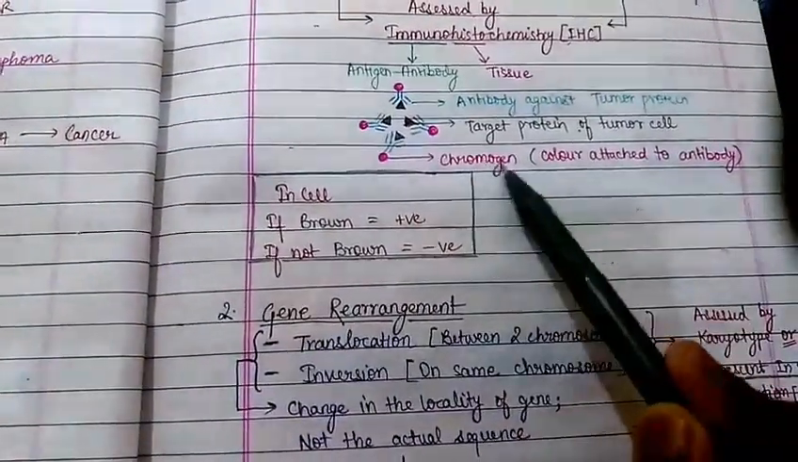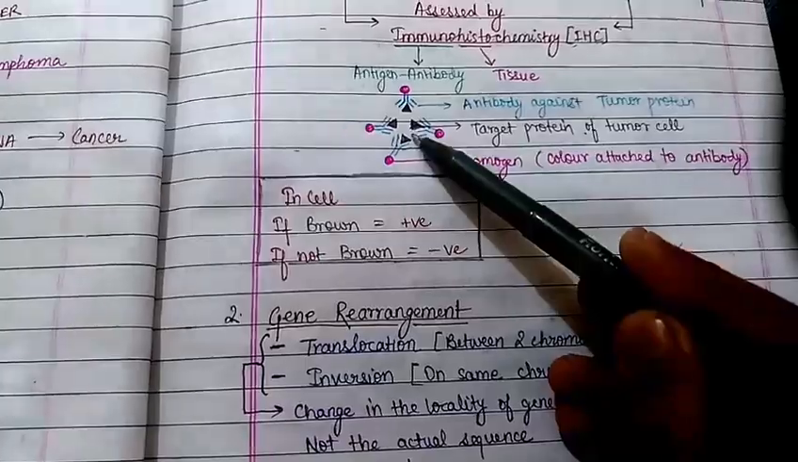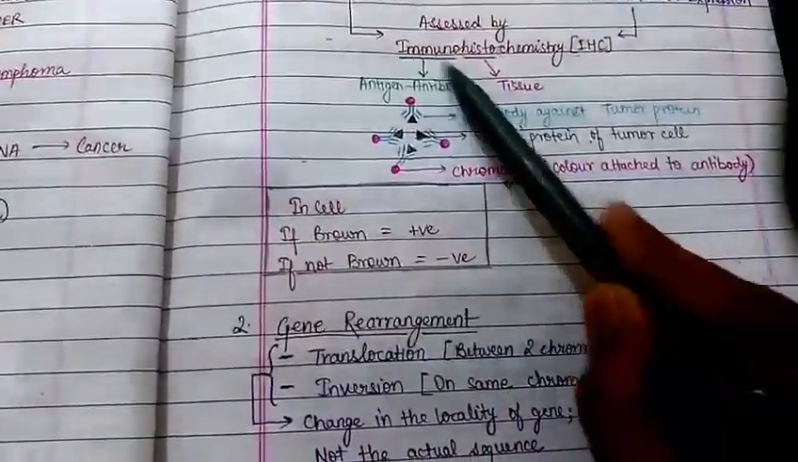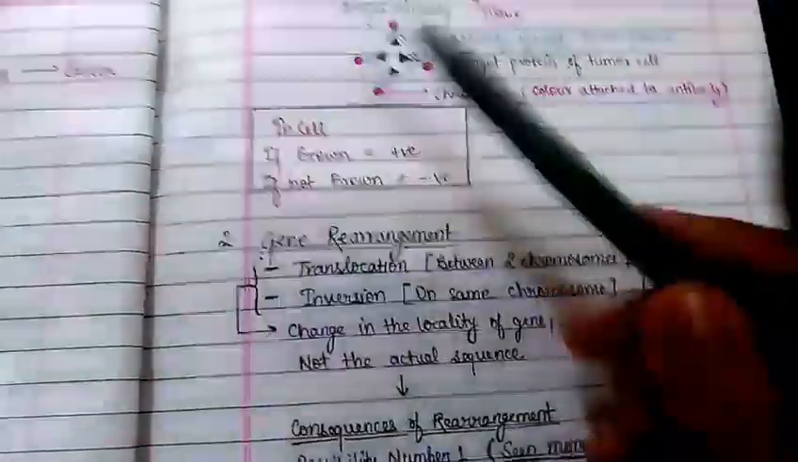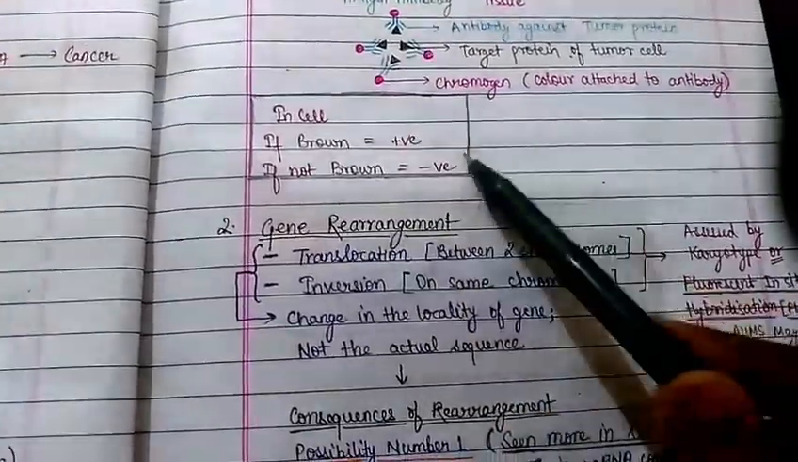Clear? Okay, it is responsible for color change when antibody will react with antigen. This is the basis of immunohistochemistry. In a cell, if brown color is appearing, then positive; if not brown, then negative.